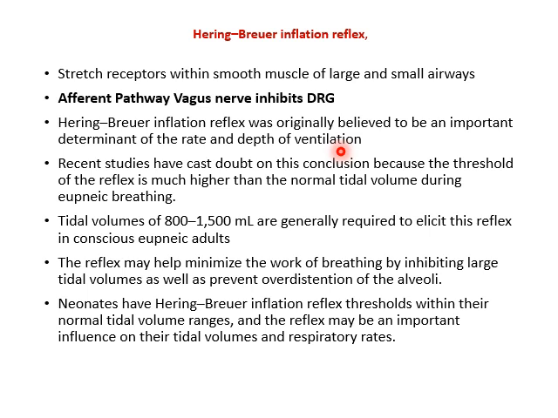In other words, you have to increase the tidal volume of a person between 800 ml to 1.5 or 1500 ml, because you can elicit such a reflex in conscious eupneic adults. And these data, or these conclusions, suggest that the Hering-Breuer inflation reflex is not important for the control of the depth and the rate of breathing. And as I said previously, it's probably the central control through the pneumotaxic center, which is the one that sets the rate and the depth of breathing.